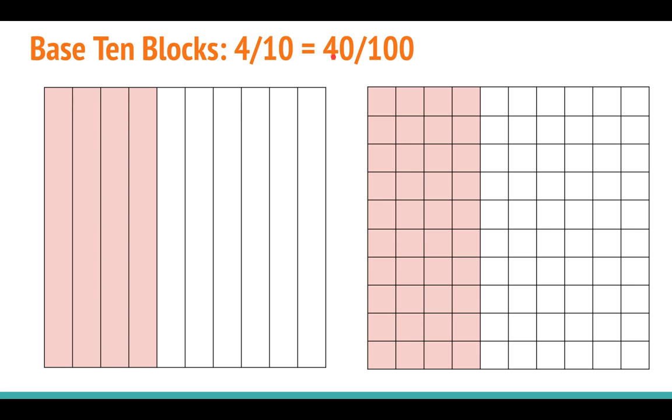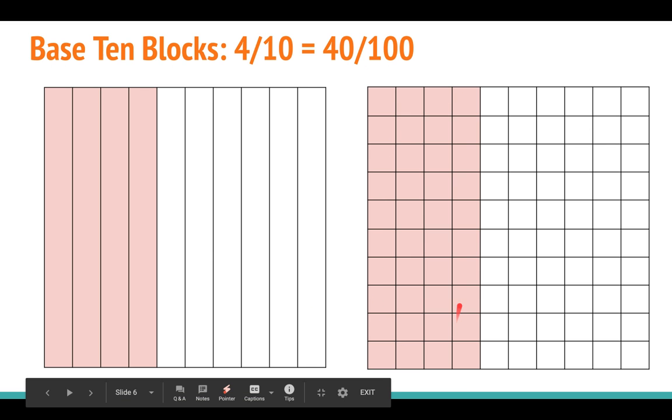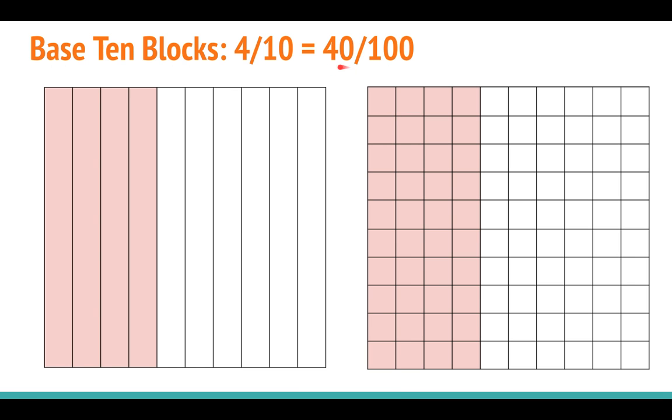If I were to split my blocks again into 10 equal parts, I would end up with 100 equal parts. If I still shaded in my 4 rows, 1, 2, 3, 4, if I count up all the spaces, all of the hundredths in this section, I would have 40 hundredths. So I know that 4/10 equals 40 hundredths, and this is what it looks like.